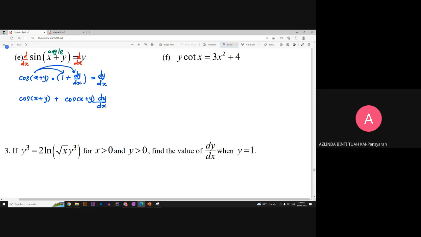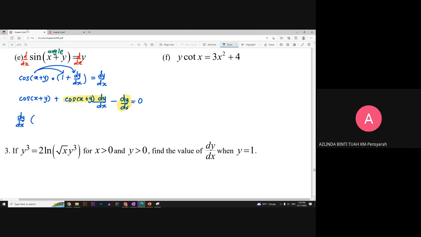I'm going to move the dy dx from right to left and make it equal to 0. Okay, so we're going to leave the second term and the third term on the left so that we can factorize out the dy dx.